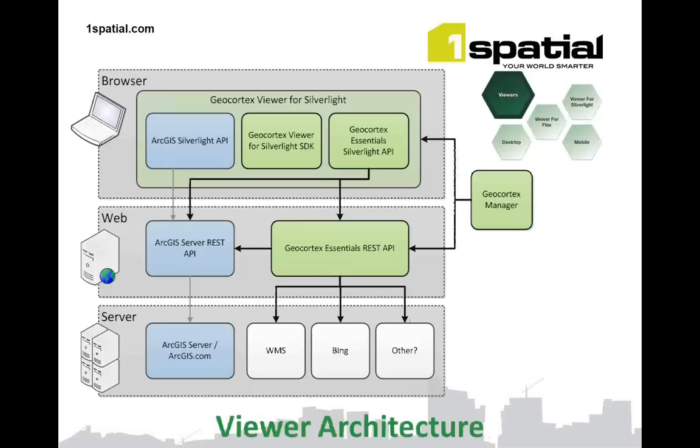So this is the architecture of the environment. Sitting at the bottom level here we have ArcGIS Server, we have web mapping services, Bing, Google, etc. In the web layer we have an ArcGIS Server REST API. We also have a Geocortex Essentials REST API. Now these two APIs may work together or may work in isolation when different parts of your website are accessed.